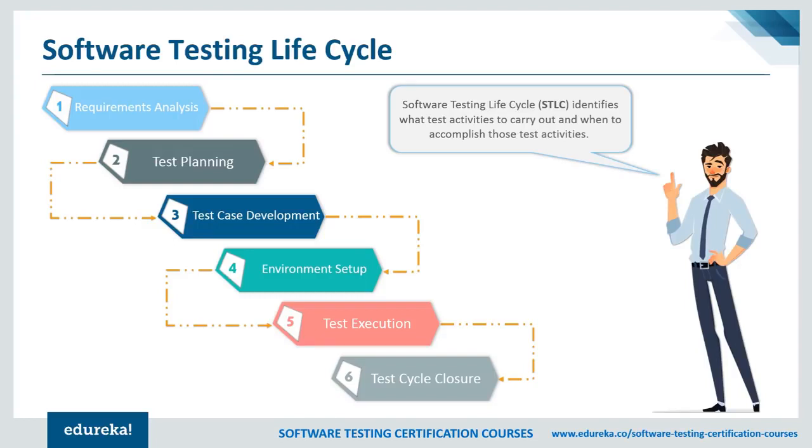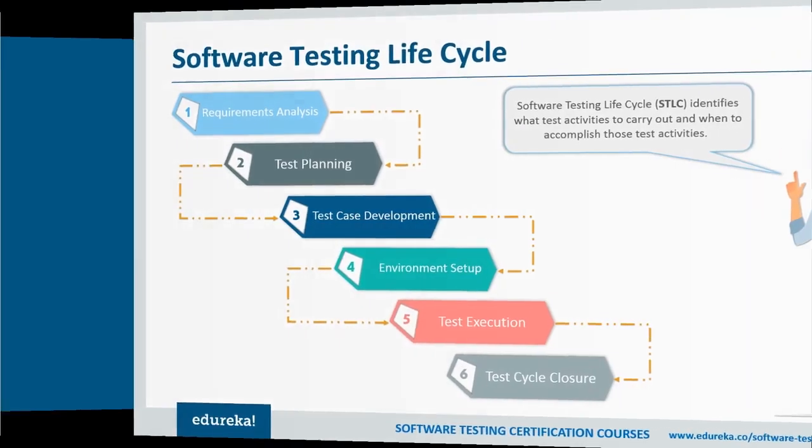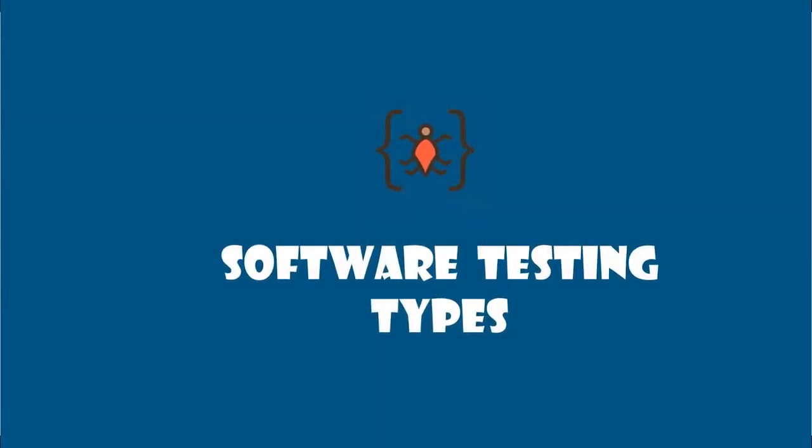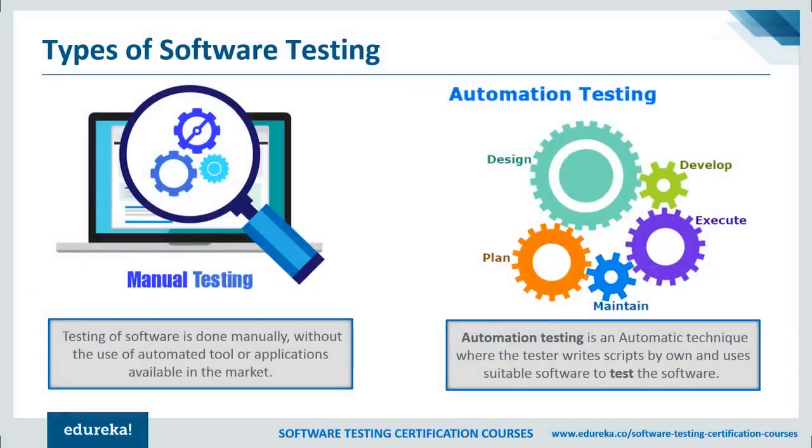Selenium was founded as an automation testing tool to overcome the limitations and drawbacks of manual testing. So till now, whatever you learned was manual testing. That is, the testing of software is done manually without the use of automated tools or applications that are available in the market. Automation testing is an automated technique where the tester writes scripts on their own and uses a suitable tool to test the software.